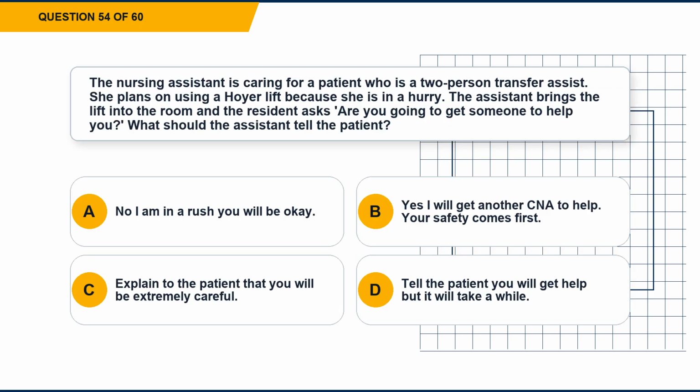Question 54. The nursing assistant is caring for a patient who is a 2-person transfer assist. She plans on using a Hoyer lift because she is in a hurry. The assistant brings the lift into the room and the resident asks, "Are you going to get someone to help you?" What should the assistant tell the patient? Option A, "No, I am in a rush, you will be okay." Option B, "Yes, I will get another CNA to help. Your safety comes first." Option C, explain to the patient that you will be extremely careful. Option D, tell the patient you will get help but it will take a while.